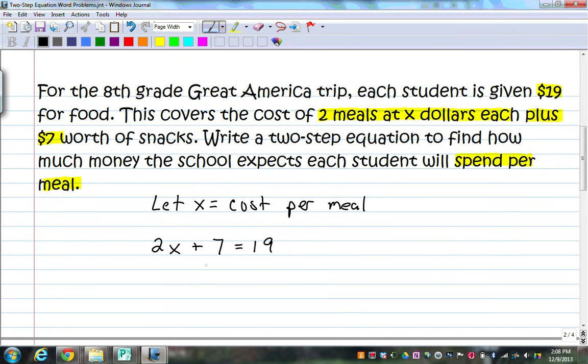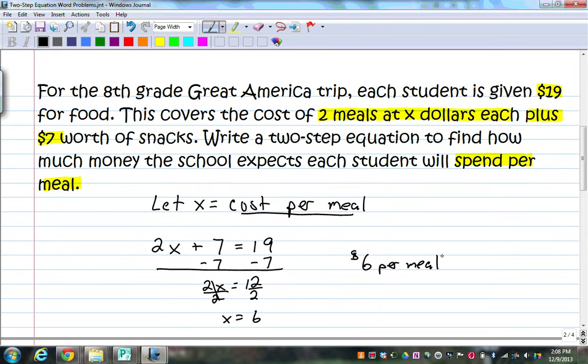So now we could solve for x by subtracting 7 from both sides. We have 2x is equal to 12. Divide by 2 on both sides, and x is equal to 6. Now it's a word problem, so you're not done here. You have to give some kind of label, and it's $6. And again, we said per meal is what we were solving for. So $6 per meal. Cool?